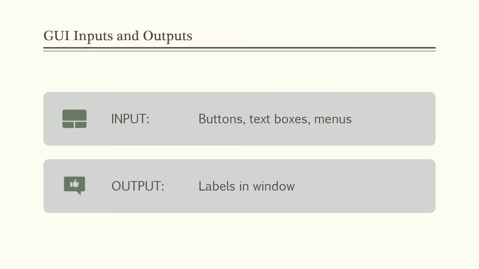Every GUI includes inputs and outputs. Some of the input features you've looked at so far include buttons and text boxes, and later on we'll learn how to add menus. And we mainly output by displaying labels in the window. Later on you'll learn how to add images if you want to.